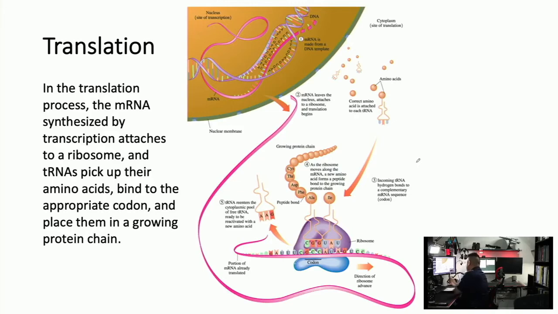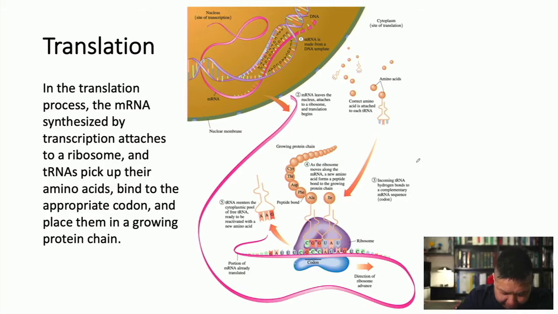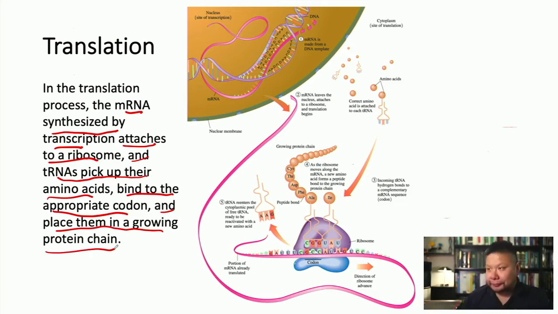A quick thing about more about translation. Translation is the process of reading the mRNA and translating that into amino acids through the anticodons. In the process of translation, mRNA that was synthesized by transcription attaches to a ribosome, and the tRNA picks up their amino acids, binds them to the appropriate codon, and then places them in the growing protein chain.